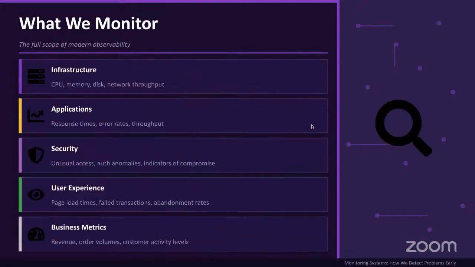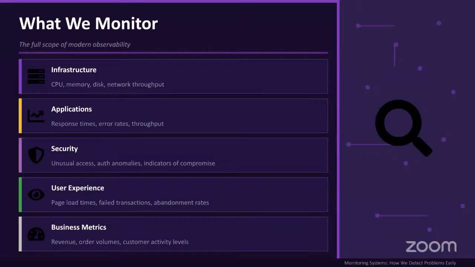So this is what we monitor. What exactly do we monitor? First, we monitor the infrastructure. When we're talking about infrastructure, we mean the CPU, memory, disks, and even the networks. This tells us if the system is healthy.